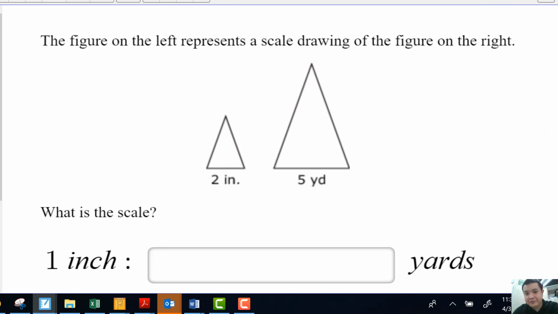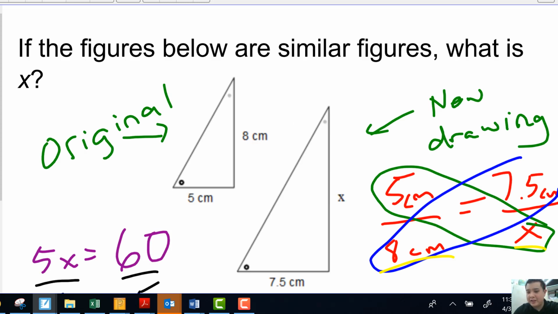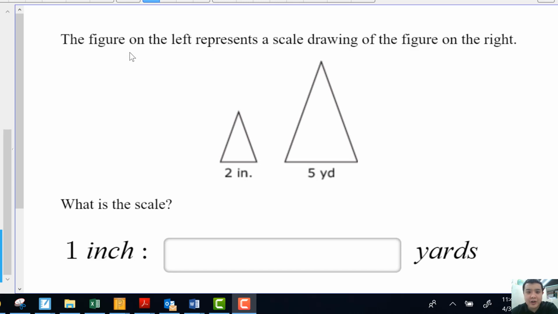Our last question here. The figure on the left represents a scale drawing of the figure on the right. What is the scale? Okay. So over here, our scale was 5 to 8. Here it says the figure on the left represents a scale drawing of the figure on the right. What is the scale? So we have 2 inches is the same thing as 5 yards. We need to figure out what 1 inch is then.